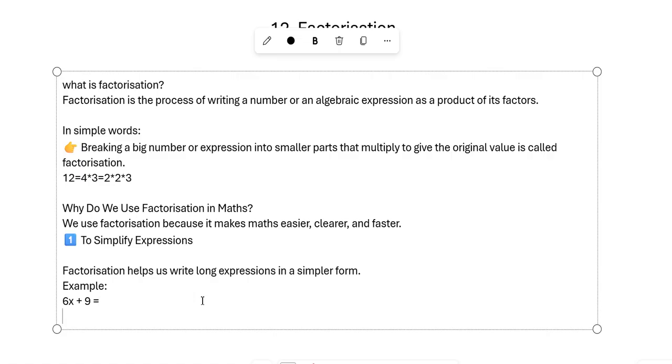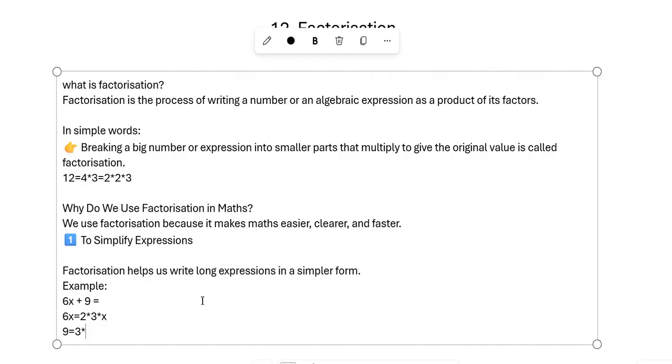First, find the factors of 6x. 6x we can write as 2 into 3 into x. Okay, 9 we can write as 3 into 3. Okay, then combine these two factors.